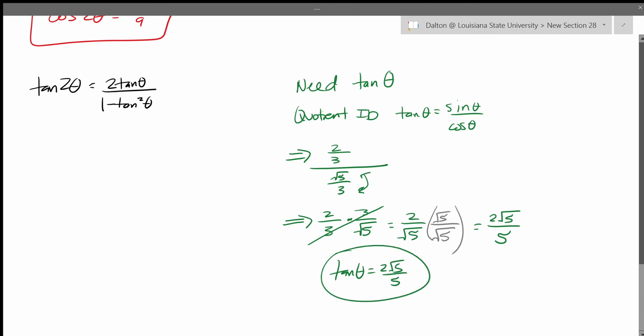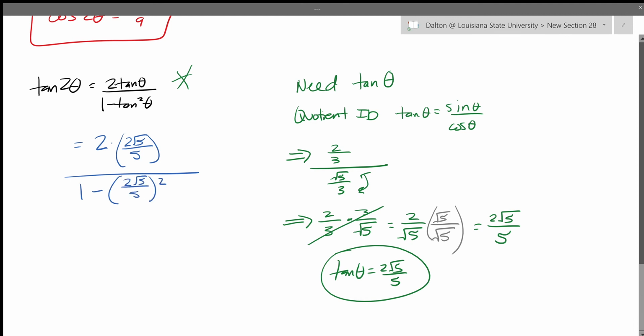So there's the tangent of theta, but we need the tangent of 2 theta. And to find that, we're going to use that identity that we discussed earlier. So I'm just going to substitute into this identity. I'm going to do 2 times the tangent of theta. So that's going to be 2 square root of 5 over 5, all over 1 minus tangent squared theta. So it's going to be 2 square root of 5 over 5 squared.